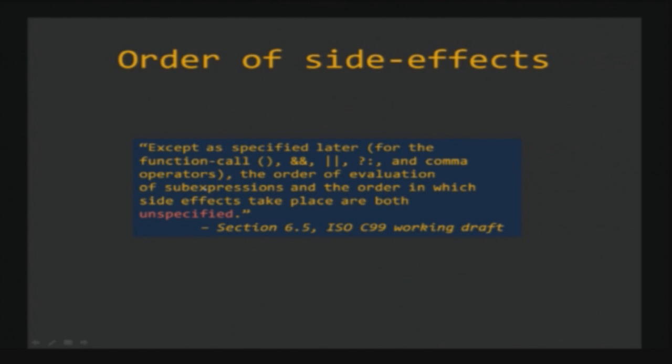If you ask what is the order of side effects, there are certain operations where the sequence is specified. For example, the function call, the logical AND operator, the logical OR operator, the conditional operator and the comma operator. So, for very specific operators the sequence is specified, but in all other operations the order of evaluation of sub expressions is unspecified, and similarly the order of side effects is also unspecified.